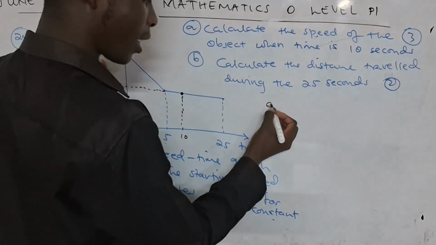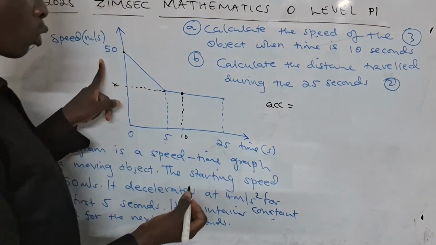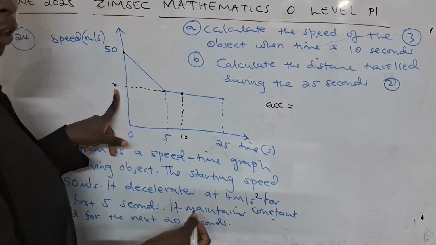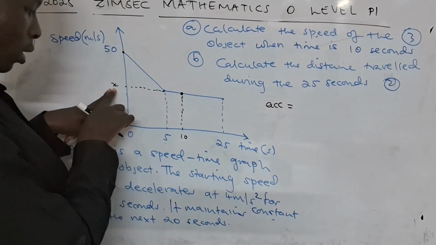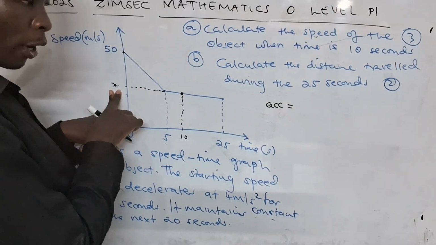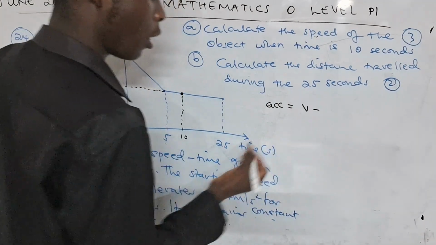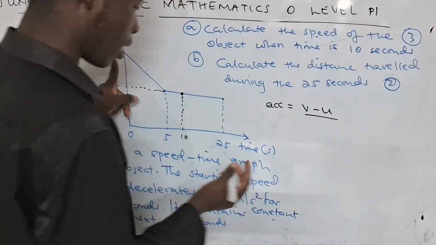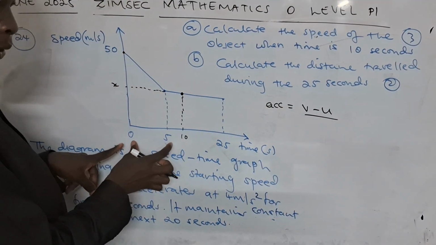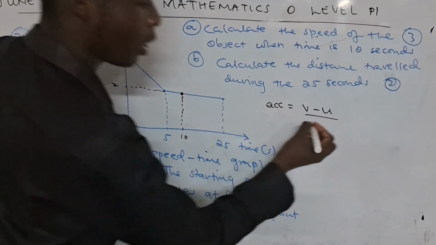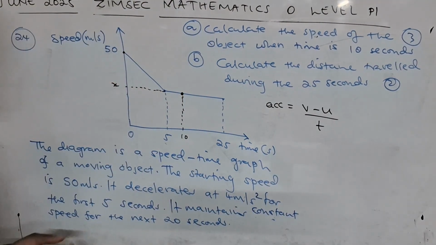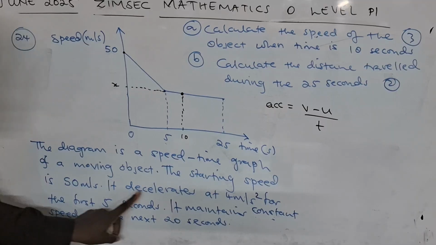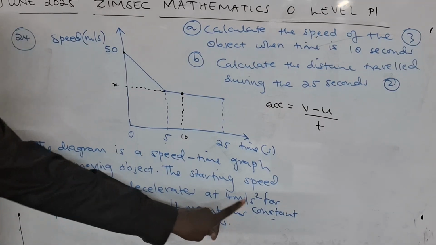We know acceleration is equal to the final speed, which we don't know. This is the speed that I'm calling the final speed, v, minus the initial speed, u, divided by time. So the acceleration is given. This is 4 meters per square second. It decelerates at 4 meters per square second.